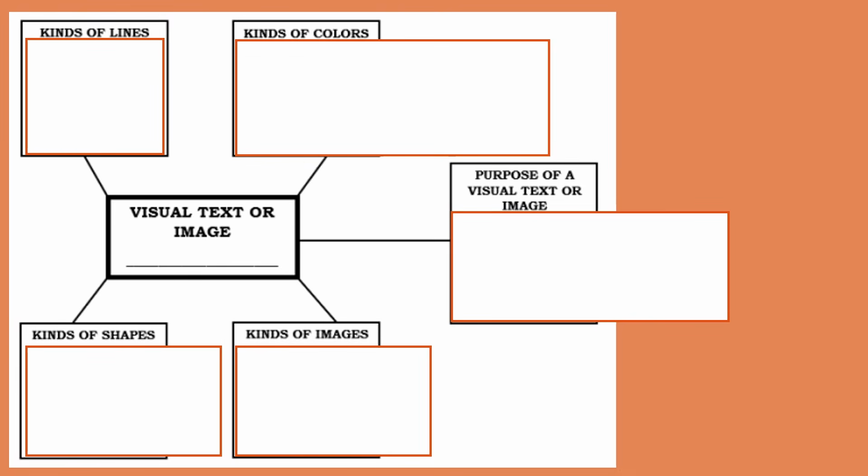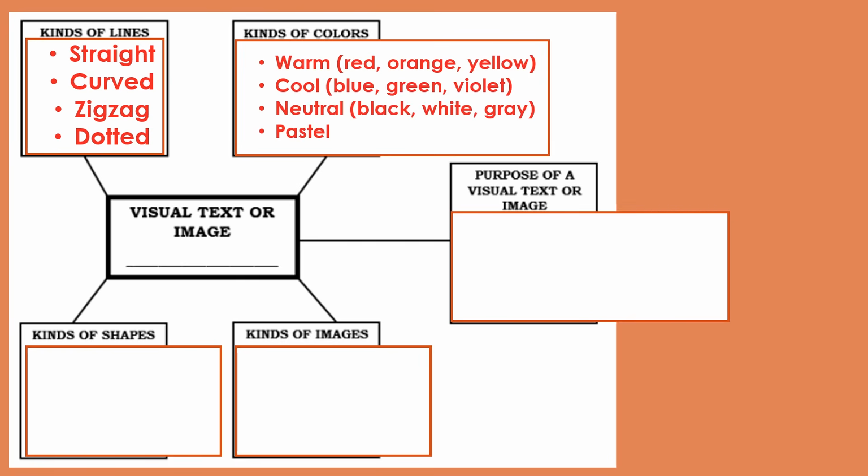Let us answer. Kinds of lines: straight, curved, zigzag, dotted. Kinds of colors: warm, red, orange, and yellow. Cool, blue, green, and violet. Neutral, black, white, and gray. And last, pastel.